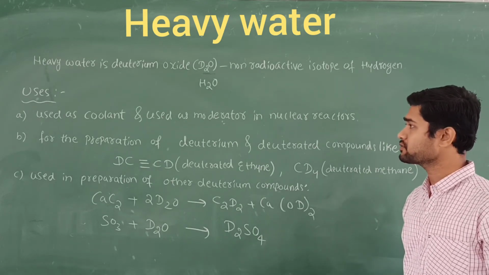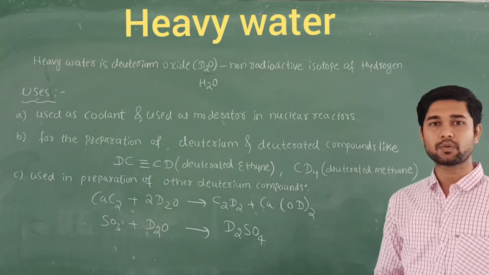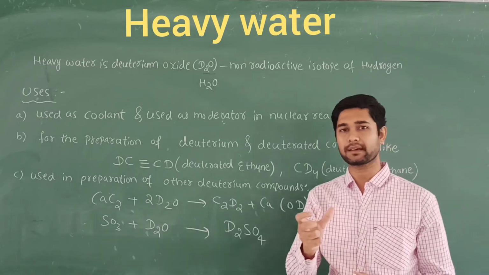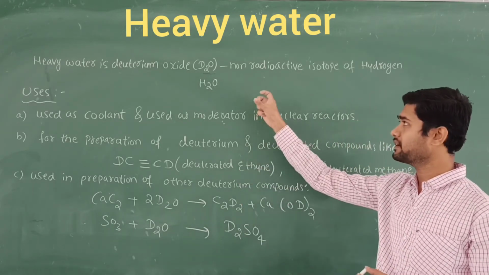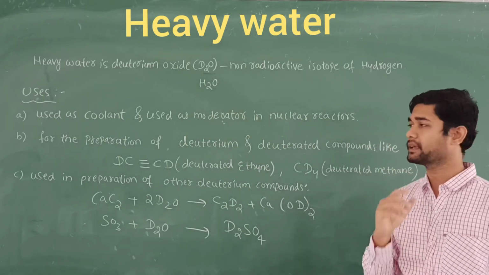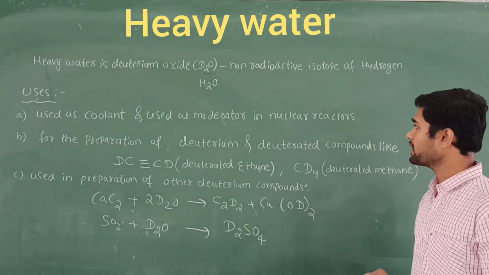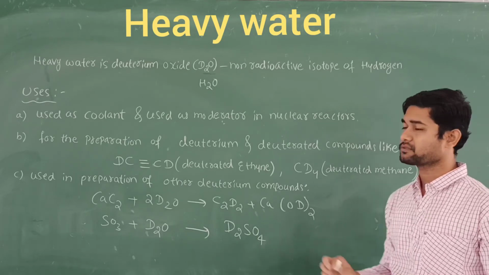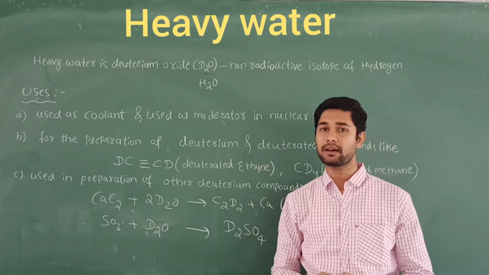Let's look at the main uses of deuterium oxide. It is used as a coolant, because of its heavy nature it has a cooling effect, and it is used as a moderator in nuclear reactors.